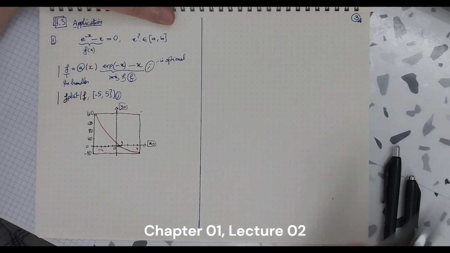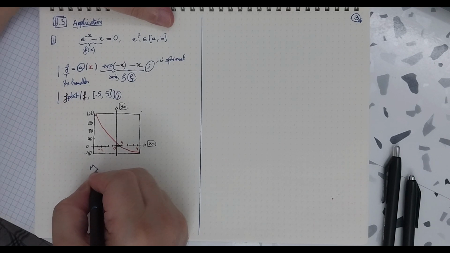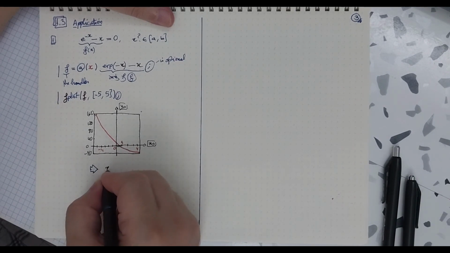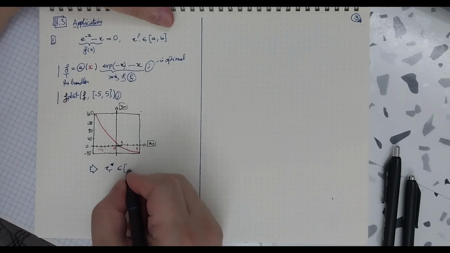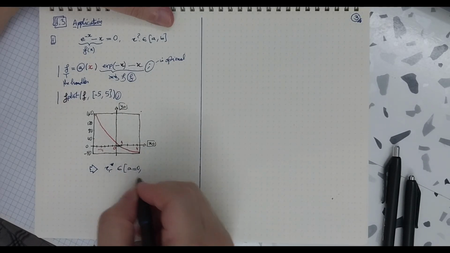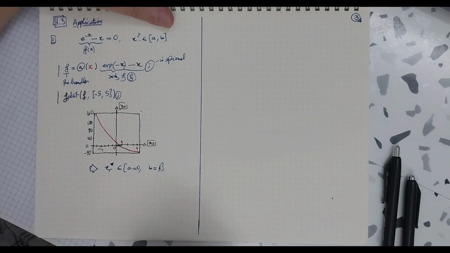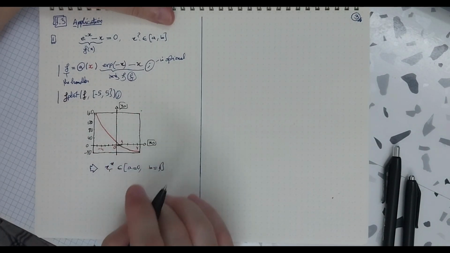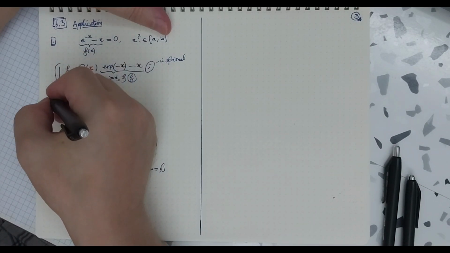So from the graph, I conclude that our solution, our root, belongs to the interval [a, b] = [0, 1]. So this is the first task to do if you do not have the interval [a, b].